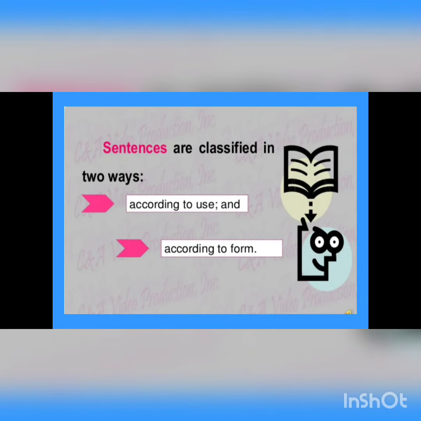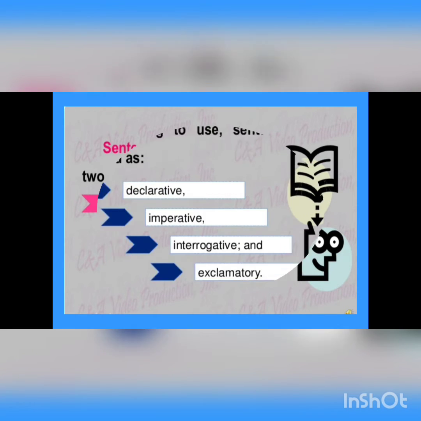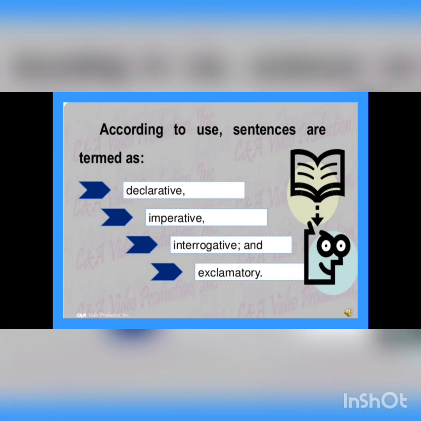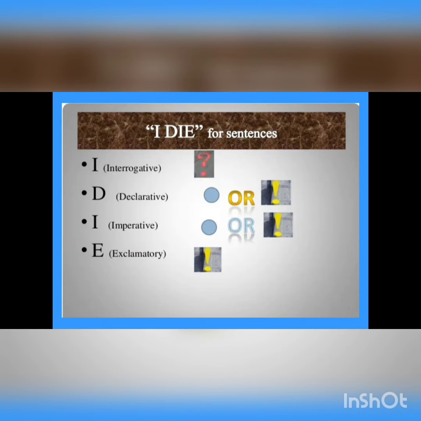Sentences are classified in two ways, according to use and according to form. Now, according to use, sentences are termed as declarative, imperative, interrogative, and exclamatory. Now, there is a word formation to remember these four types of sentences, which is I DIE.